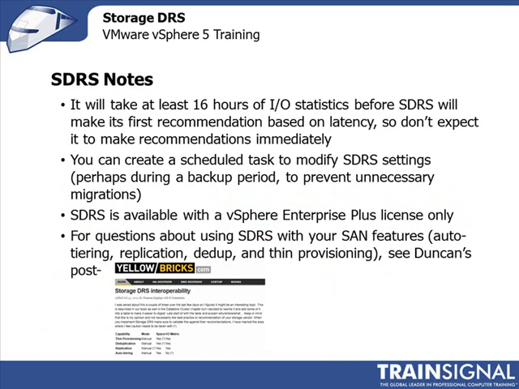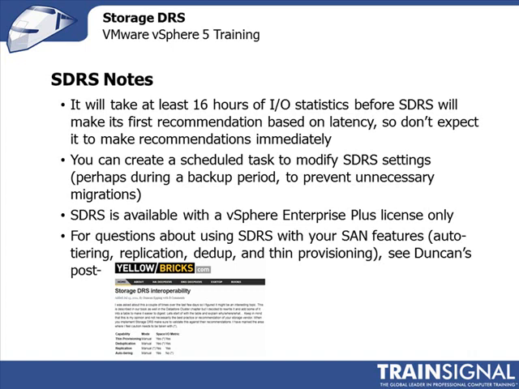First off, I need to point out that it's going to take at least 16 hours, according to VMware.com, of I/O statistics being gathered before SDRS will make its first recommendation based on latency. So don't expect it to make recommendations immediately. Also, you can create a scheduled task to modify SDRS settings. Perhaps during a backup period, you might want to disable SDRS to prevent unnecessary migrations. SDRS is available when you have a vSphere Enterprise Plus license only, so make sure you take that into account.